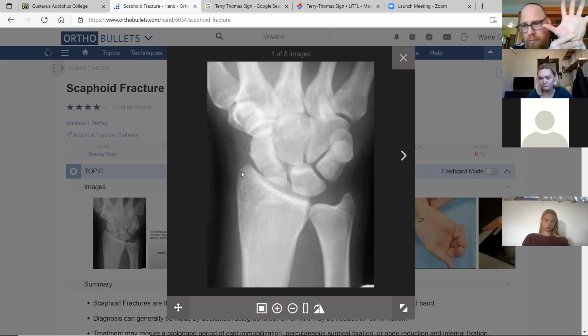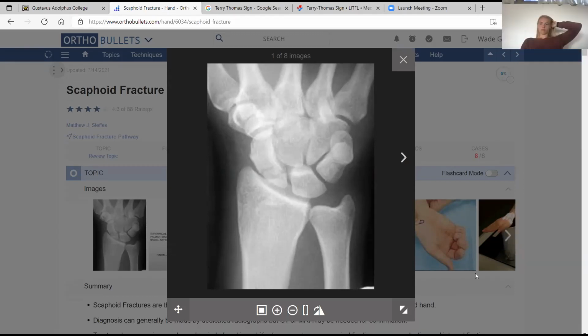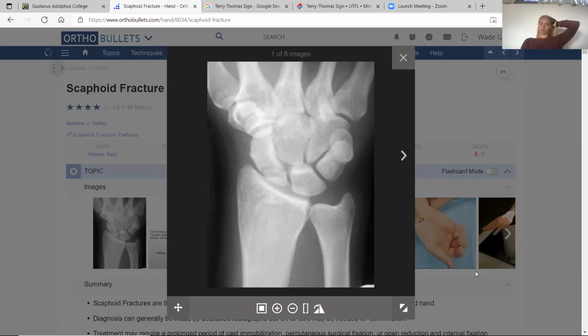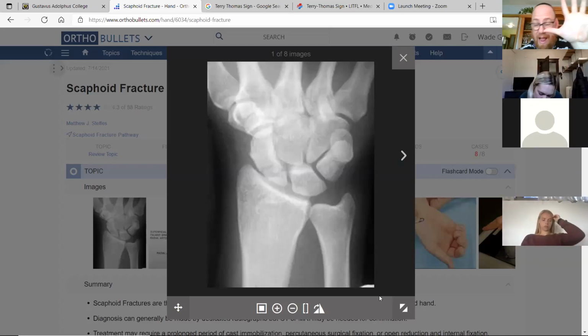So ultimately, I have to immobilize the thumb to keep the scaphoid stable. Okay, so if we're splinting somebody or casting somebody with a suspected or confirmed scaphoid fracture, we need to make sure we include the thumb.